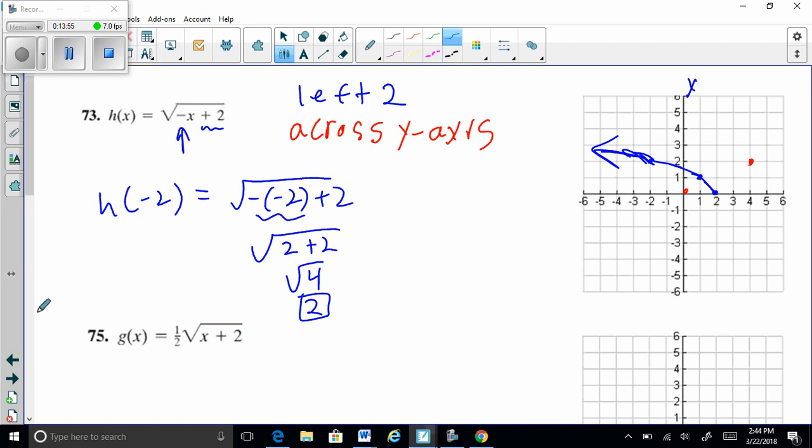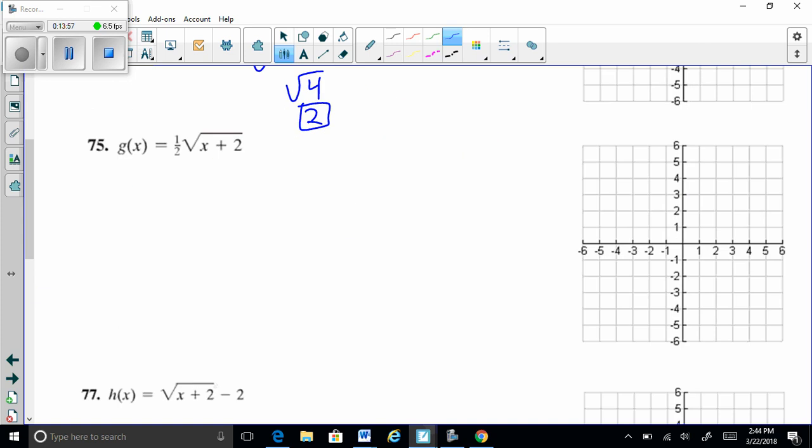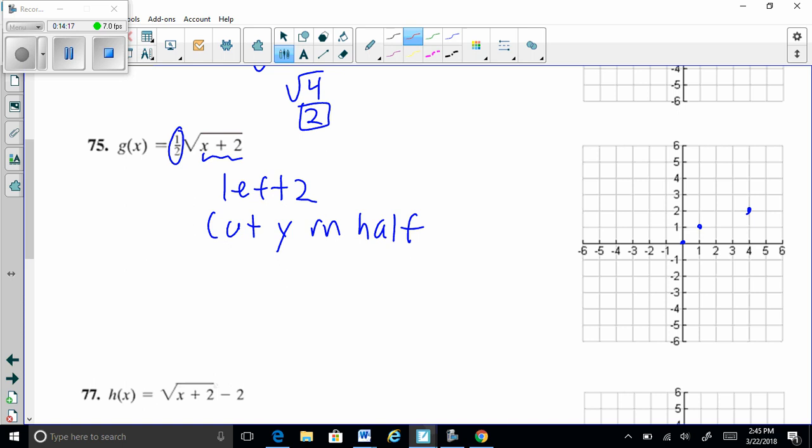All right. Let's see, our next one here, once again, left 2, and then we have a 1/2 in front. So this time we're going to cut y in half. Okay. So once again, we'll start with our standard points here. And we'll go left 2, cut y in half. Well, y is already 0. Go left 2, cut 1 in half, so you go to a half. Go left 2, cut y in half, so you go right there.